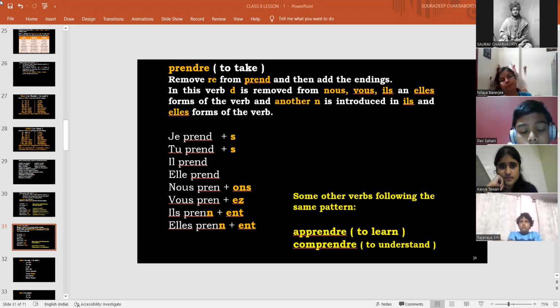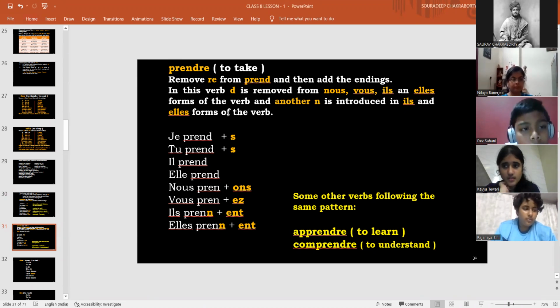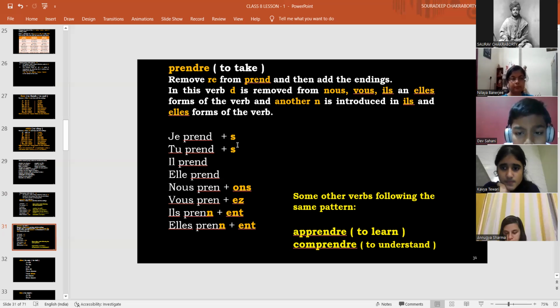So the verb prendre, what are we doing here in this one? We are removing RE, but we are left with PREND, P-R-E-N-D. And then we add the endings, right? But in this one, did you notice after the first person, second person and third person singulars, no problem. But with the plural forms, we can see that D is not there. D is removed. D has been removed from the plural forms.